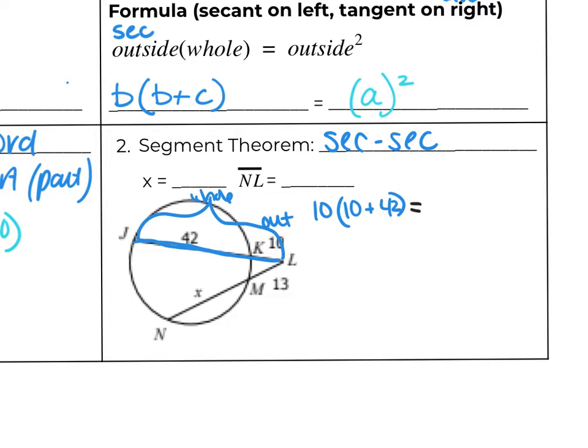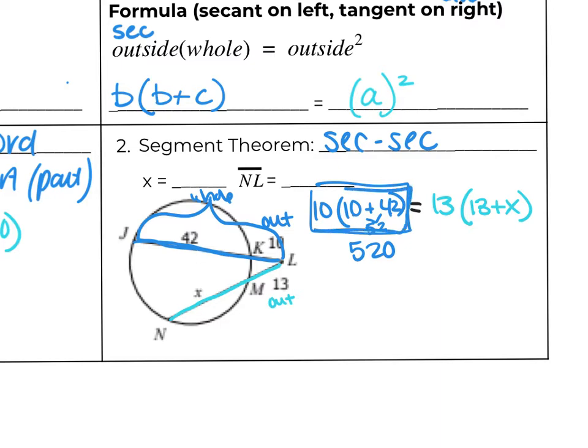Okay, and then my other secant segment, the outside is 13. Don't just put times x, remember? You gotta do 13 plus x. All right, so those parentheses were important so that we can then distribute. If you just have like this one, you can add these first. Okay, so now we have 10 plus 42 is 52, times 10 is 520.